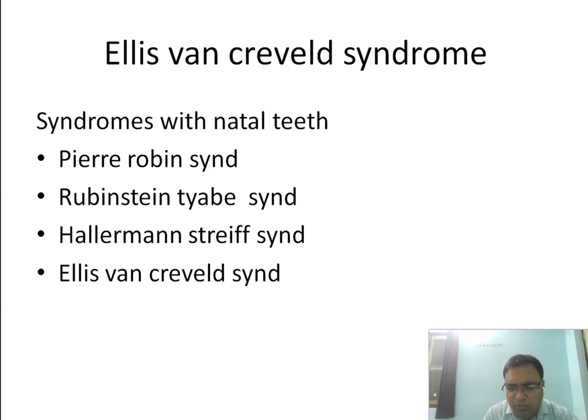Syndromes with natal teeth. Just we can remember syndromes with natal teeth. It is Pierre Robin, it is Rubinstein-Taybi, it is Hallermann-Streiff syndrome and Ellis-van Creveld syndrome. These are the four syndromes associated with natal teeth.